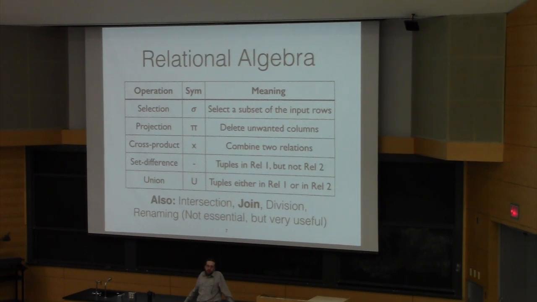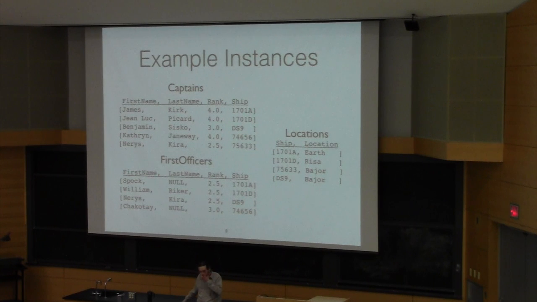Projection. Okay, so projection, why is it different? Because it can create duplicates. Anything else that could potentially create duplicates? Union. Okay, so projection and union can create duplicate values. Everything else, if it gets a set as an input, it's guaranteed to produce a set as an output. The behavior is exactly the same for both set and bag relational algebra.